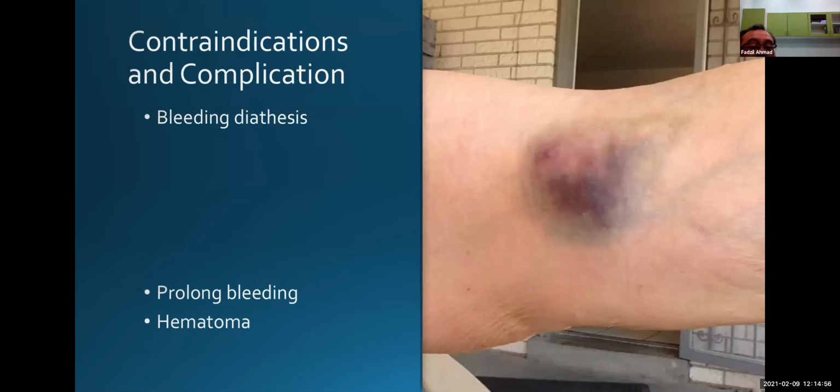Continue lah. Is contraindication. Okay. For contraindication, we must be the same as peripheral IV. We must avoid doing this procedure on a bleeding disease patient. And for complication, prolonged bleeding if the patient has bleeding disease is not a contraindication.